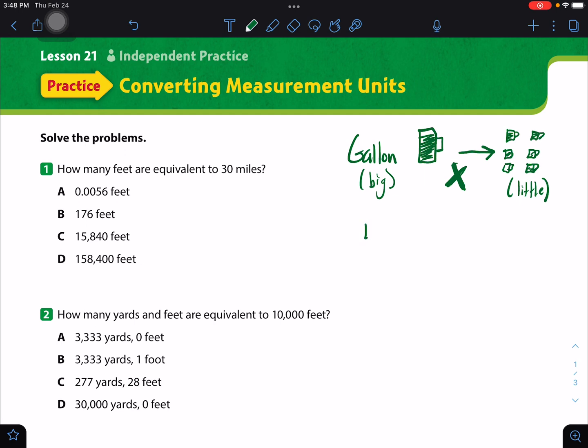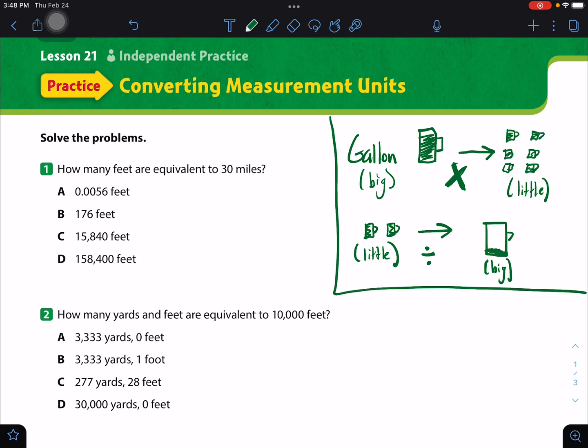If I have 1 or 2 of those little cups, and I want to figure out how many of these little cups are going to fit into my big gallon, it's not going to be very much. So when I go from a little measurement to a big measurement, I don't need as much of the big, and since these are whole numbers, I'm going to need to do division. So this is going to be a really important key. If I go from big to little, I need to multiply, and if I go from little to big, I don't need as much of it, so I divide.